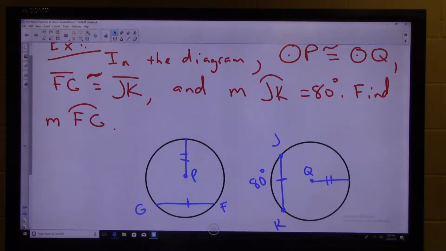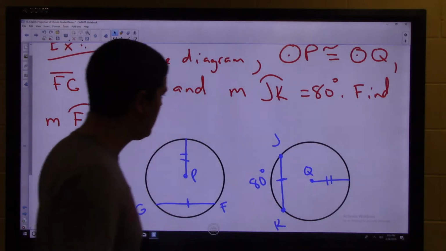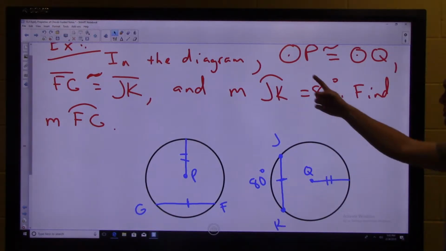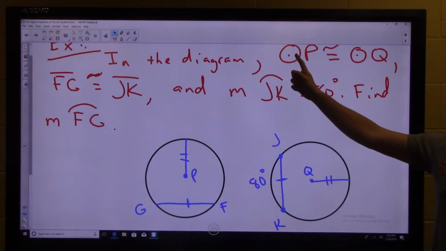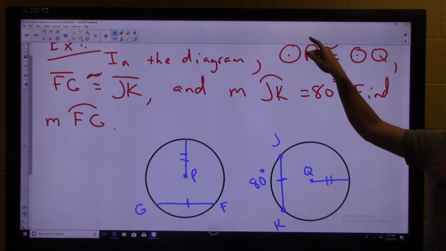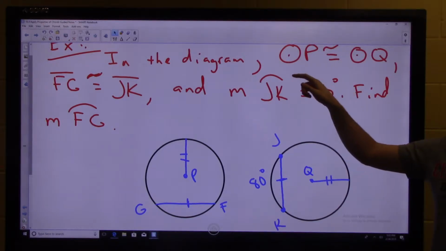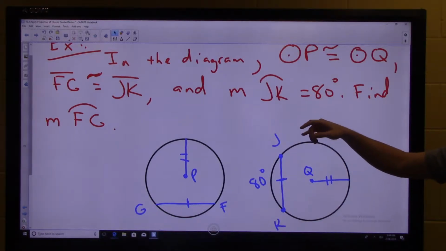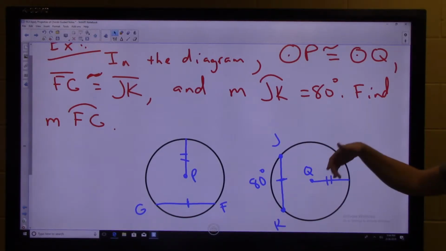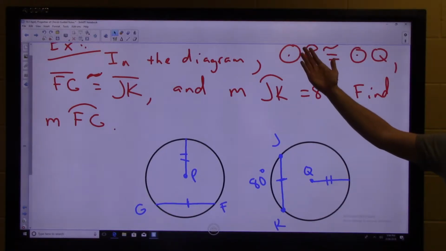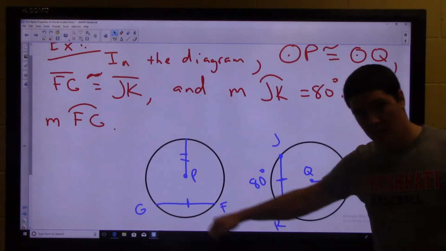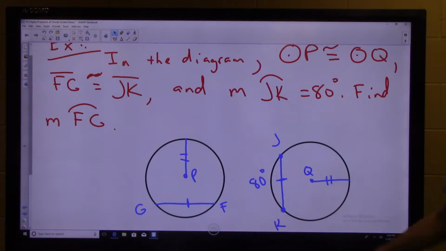It says, in the diagram, circle P is congruent to circle Q. And this is something I don't think I mentioned in the last video, so let me go over this here. This symbol is the symbol for circle. It's just a circle with a dot in the middle. That's how we symbolize a circle. And by the way, we always label circles by their centers. Whatever the center is, that's how we know which circle we're talking about. So this one's circle P, this one is circle Q.